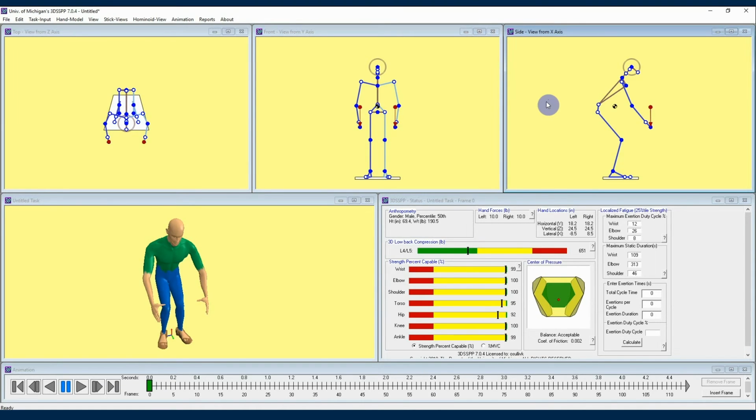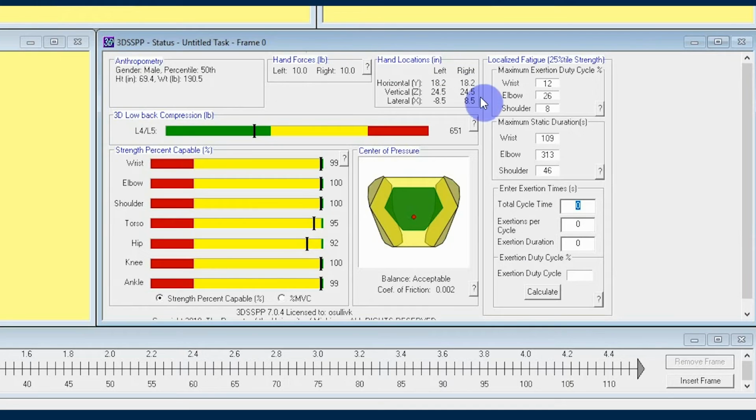Now back to the status window. When we look at the actual numbers in the hand locations section, these numbers measure the center of grasp location in the direction of each axis. The grasp location is somewhere just in front of your knuckle on the palm side of your hand. If you make a grasp as if it were around a handle, it would be the center of the handle. That's the default grasp location.